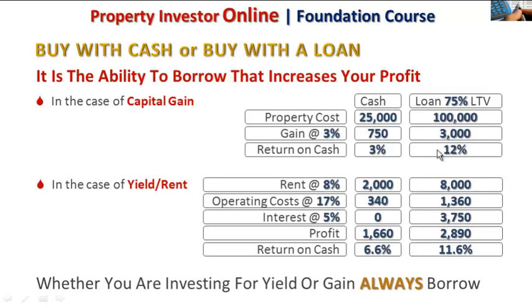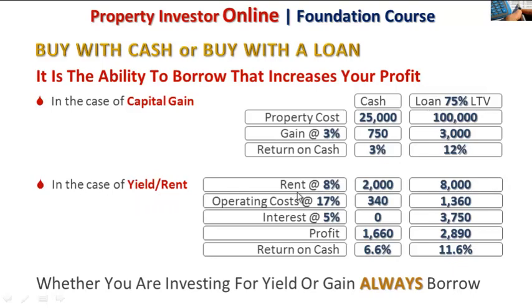So in the case of capital gain, the loan return is 4 times higher than the return on cash. And that is huge. Absolutely huge. But now let's look at the case of yield or rent.